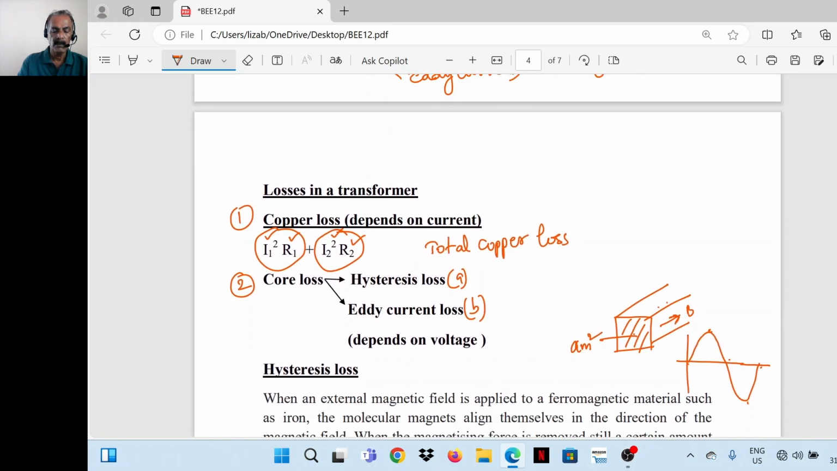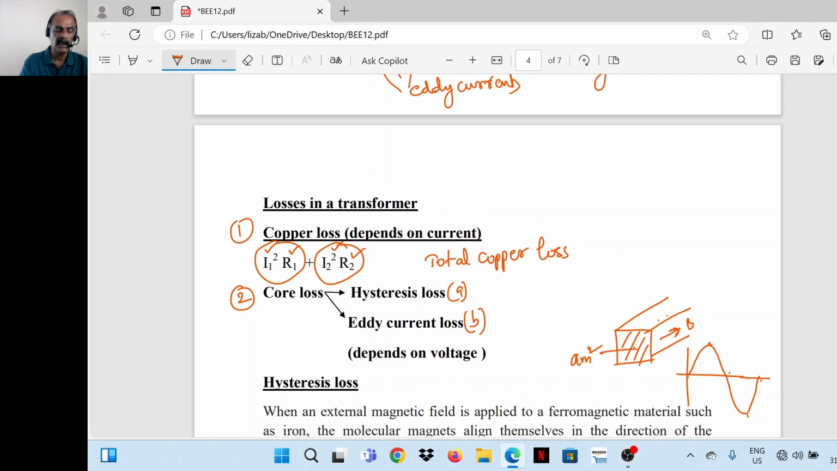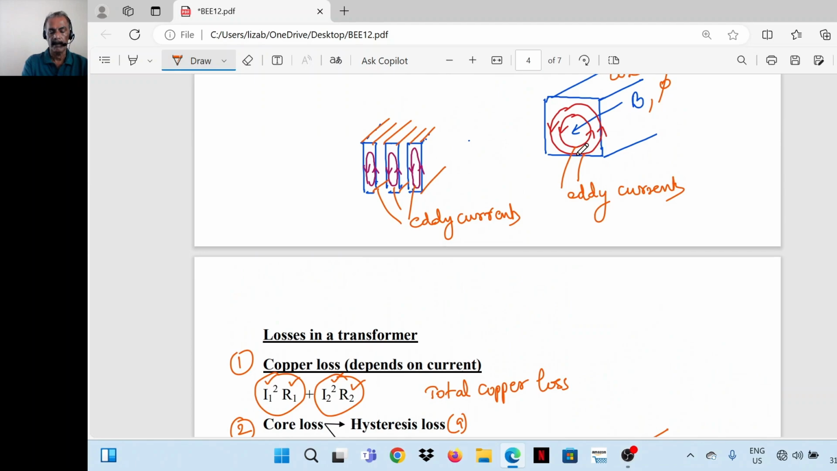So there are two major losses in the transformer. One is copper loss, which is the heat dissipation in the primary and secondary winding when current is flowing, I1 square R1 plus I2 square R2. Next is the heat loss happening in the core due to two reasons: one is eddy current loss, one is hysteresis loss. Eddy current loss means the circulating current through the core due to the EMF induced by the flux.